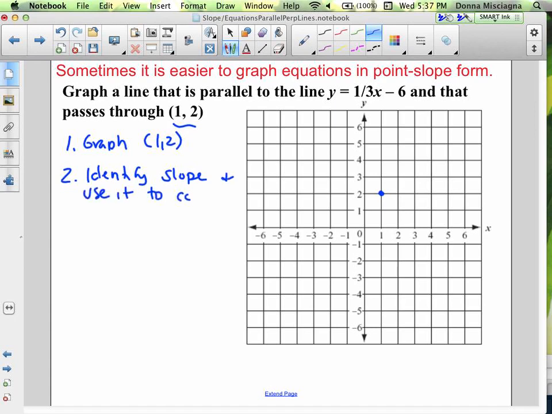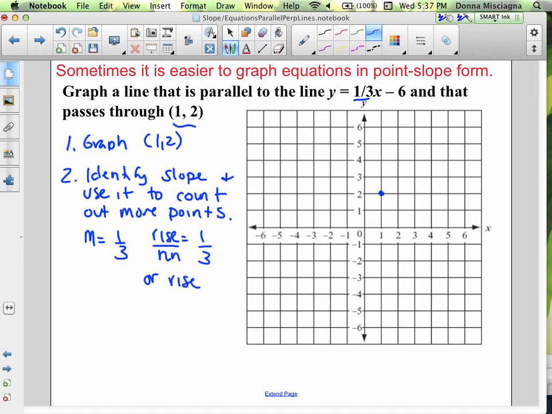To count out more points. Right, so right here's our slope. Our slope is equal to 1/3. That means our rise is 1 and our run is 3. That means we go up and to the right, or we can go down and to the left. And we can do both.